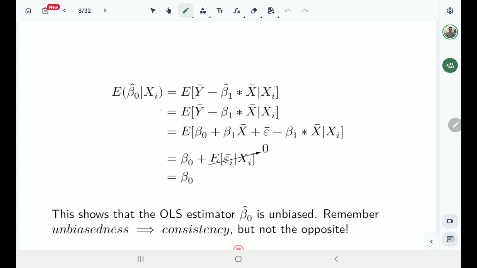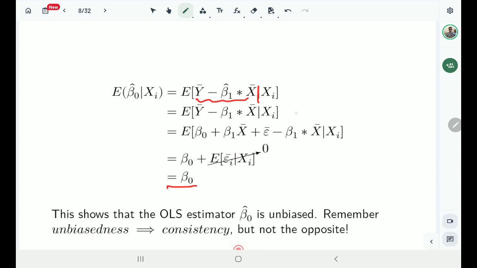So we know that the formula for beta hat 0 is y bar minus beta 1 hat times x bar. So we basically plug in this formula, and then we fix xi's. You see, if you systematically sample on yi's by fixing xi's, then on average your estimator is going to be equal to the true parameter value.